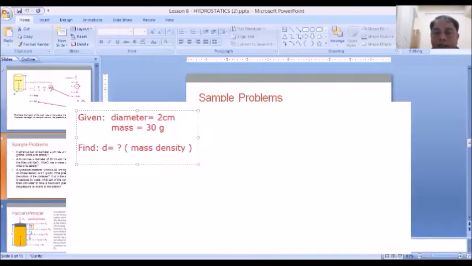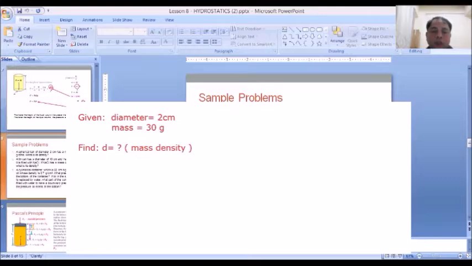So again, we have here our given value. We are given the diameter of a spherical ball. In order for us to find the density, we need to divide the mass by the volume of the object. If the object here is a spherical ball, then we will use the formula for a sphere to be able to find its volume. That's the first thing that we'll probably do.